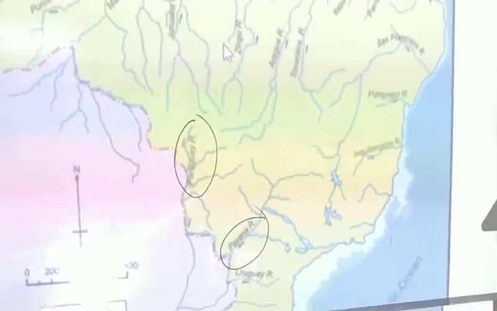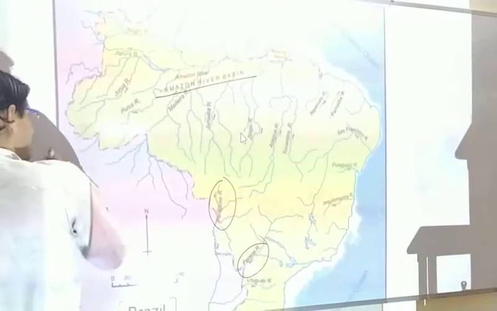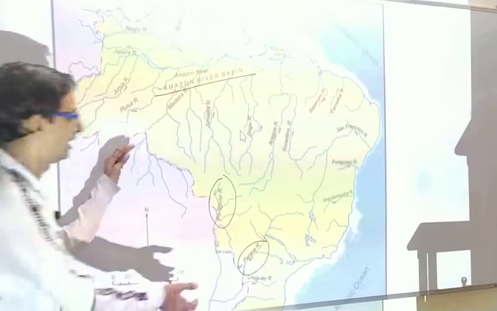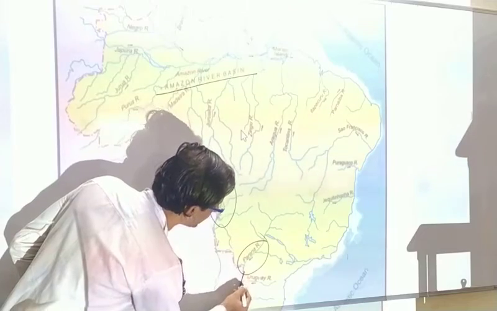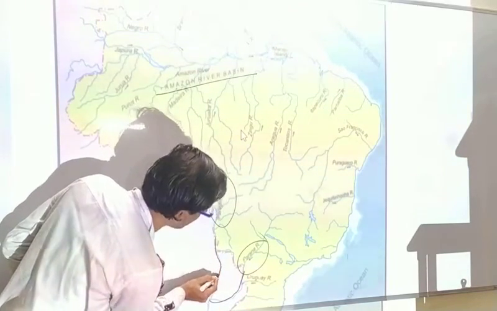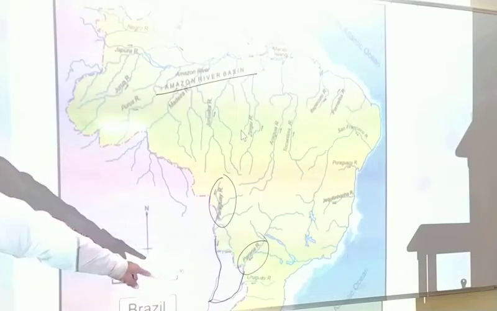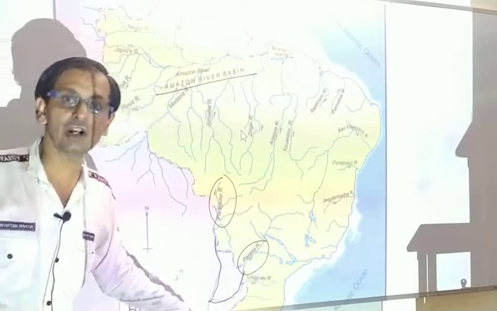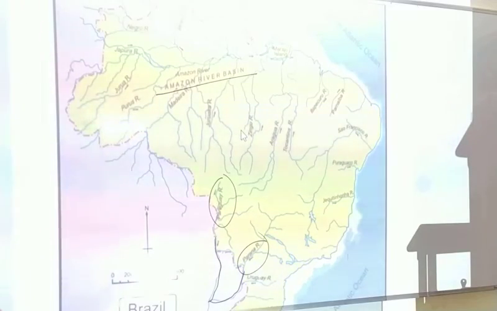Okay. So Paraguay Parana system in the southwest part. You can see this Parana river, and this is the Paraguay river, they are meeting here, not in Brazil but in another country, and you can see they are flowing towards Argentina. Okay, so Paraguay Parana system. Third one, São Francisco river.